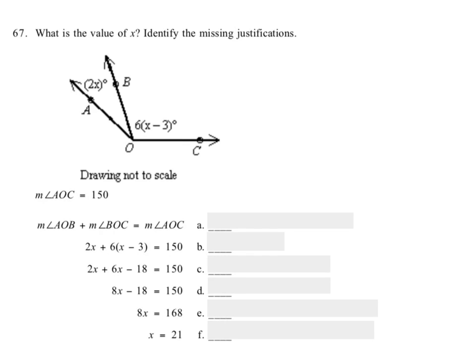Okay, they're asking us what is the value of x, and we're identifying the justification for each step of this. This is an important one. This came up on a quiz that some people struggled to understand. So they've given us that the measure of angle AOC is 150, and they've also given us that these individual angles, AOB equal to 2x, and angle BOC equal to 6 parentheses x minus 3.